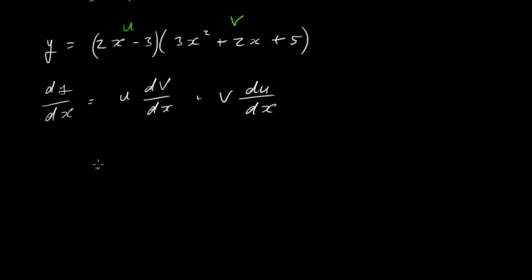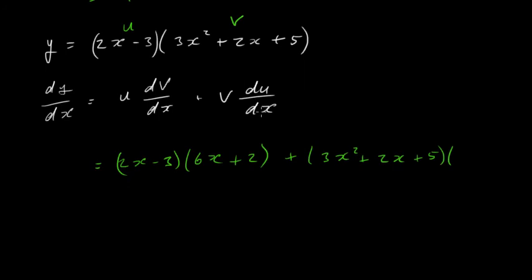Okay, so our dy/dx then is going to be u here, which is 2x minus 3. You just write that down. Now we want to do dv/dx, so we want to take v and differentiate it. If we differentiate v here, we get 6x plus 2, that's it really, plus we want to write down v, which is 3x squared plus 2x plus 5, and we want to now multiply that by du/dx, which is just simply differentiating this part here, which is just 2.